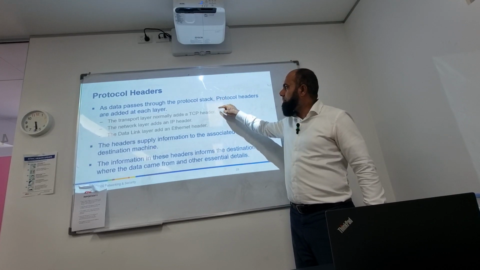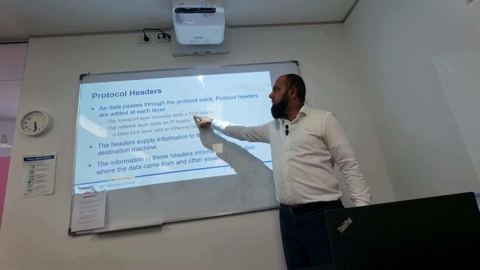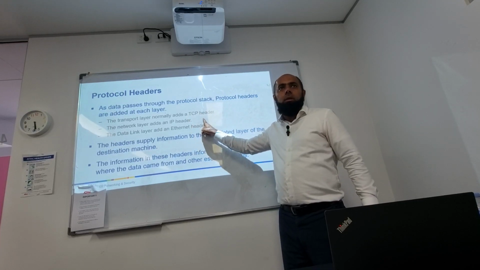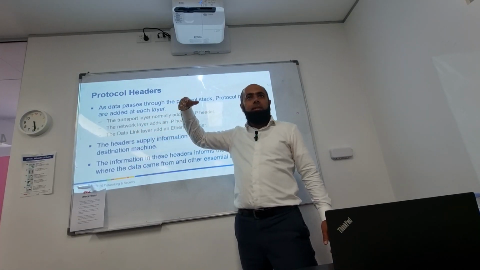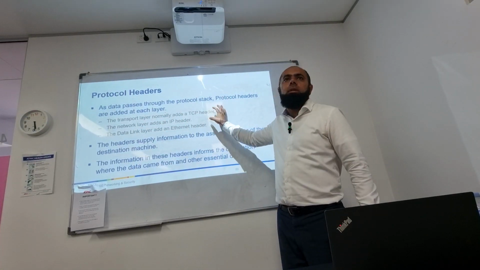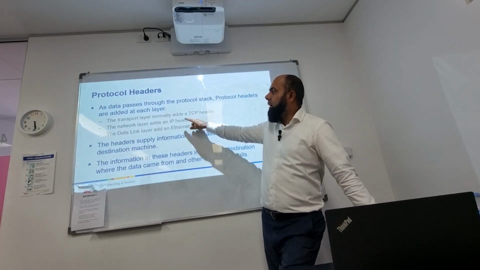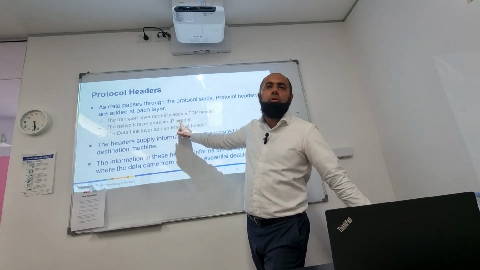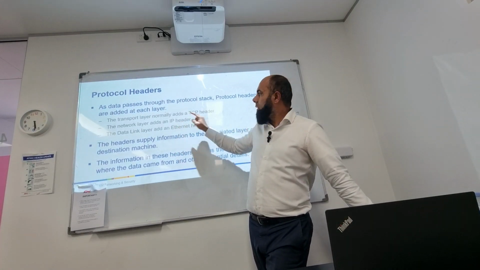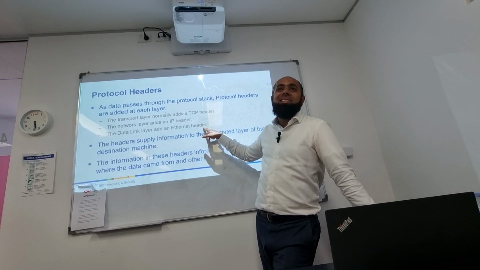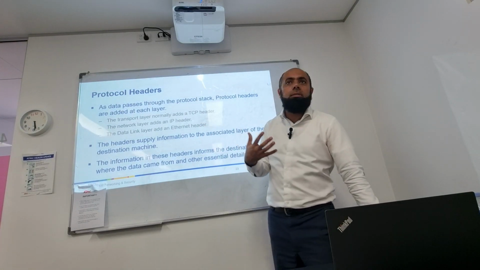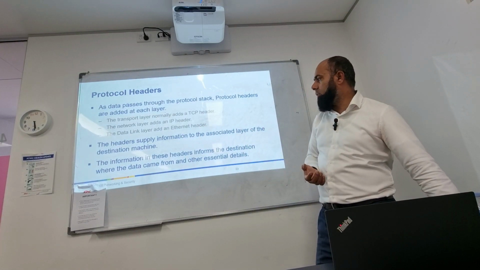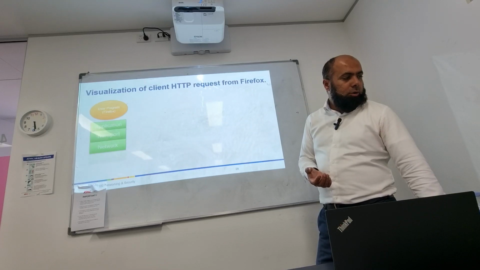The transport layer always uses the TCP header. We will go one by one on these in the coming lectures, but as a summary, you should know that the network layer works with the IP header, internet protocol header. The data link layer adds an Ethernet header. So there are different headers working on different layers. Now you can see that.